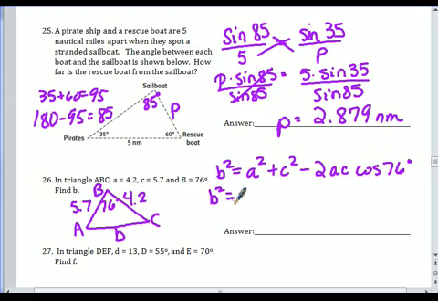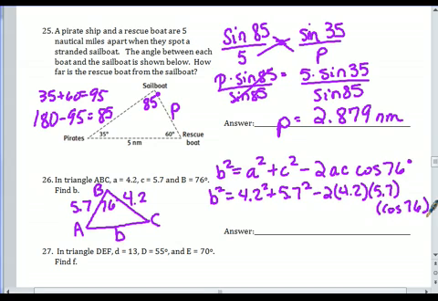So if we substitute in these numbers, 4.2 squared plus 5.7 squared minus 2 times 4.2 times 5.7, oh no, I'm going to run out of room, times cosine of 76. Now when you put all of that in your calculator, it's going to give you a number that's too big. But remember, all of this is equal to b squared. You must square root whatever answer you get from this, and when you take the square root, you should get b equal to 6.208.